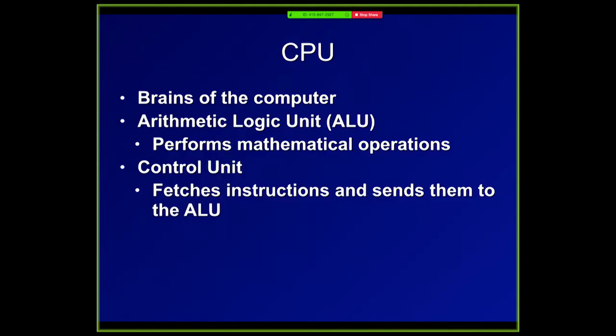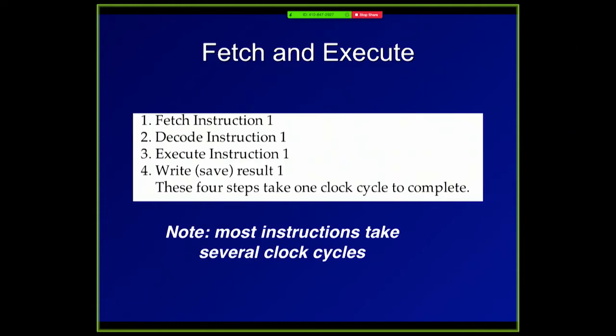The CPU does all the processing, all the logic and arithmetic is done by the ALU, and it has a control unit which fetches instructions and keeps track of which one you're processing. So there's a cycle. You fetch an instruction, you decode the instruction, then you execute the instruction, and then you write the result somewhere. And that takes 1 clock cycle. And most instructions take 4 or 6 clock cycles to do things.